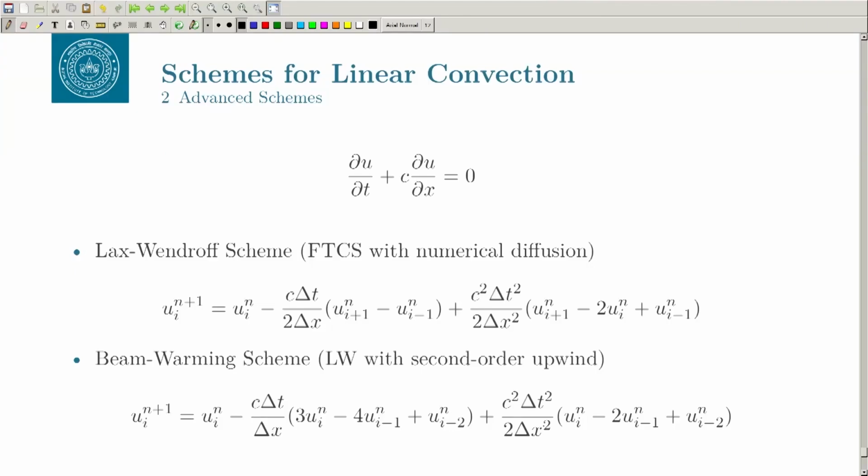In the next class, we will discuss some more schemes for nonlinear problems. And finally, we will see how all of these schemes behave for a linear problem and for a nonlinear problem. So, with that we will stop today.